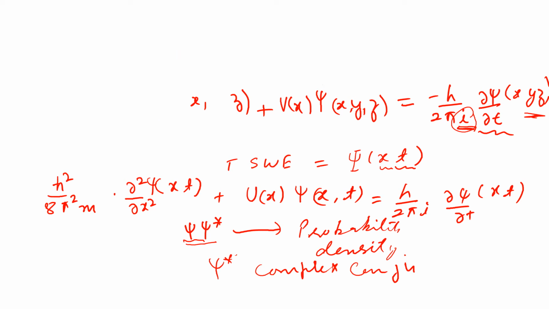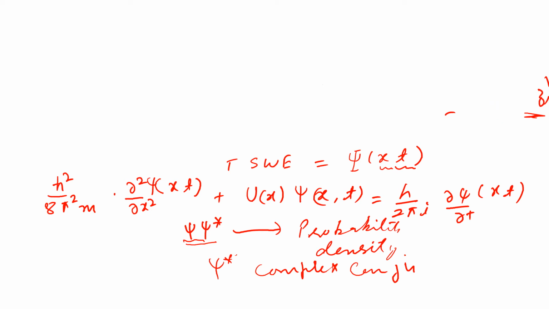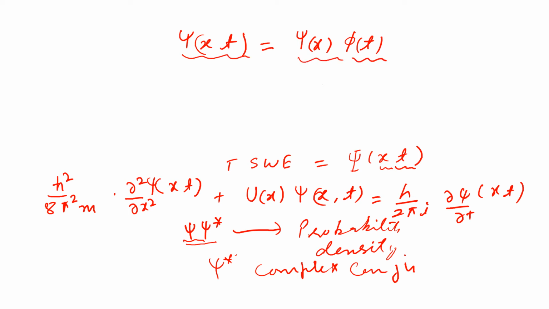So for the coordinates, the probability is given by this, and this psi of x, t is equal to psi of x into phi of t. You may represent it as two functions, that means we can split this into psi of x and phi of t. Let us say this phi is a function of time, and this psi is a function of position.